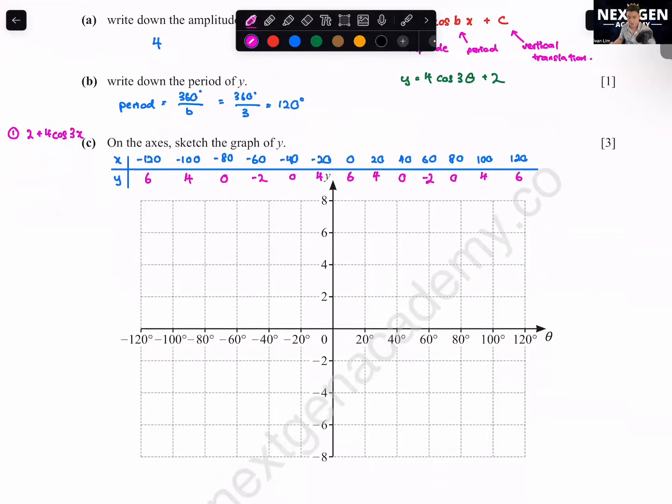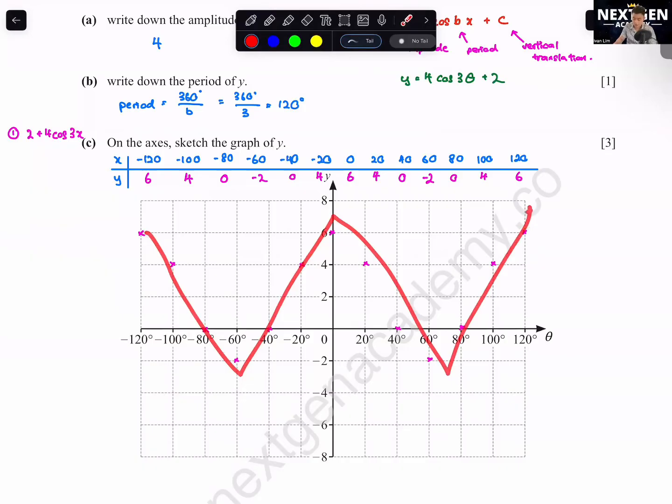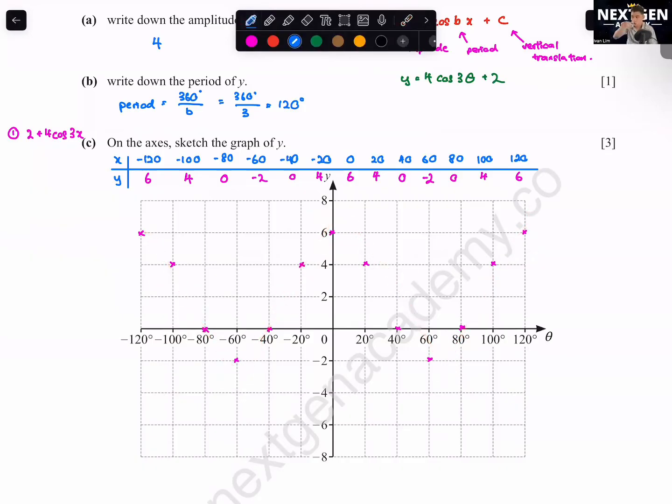Don't need to keep typing the entire equation over and over again. You waste a lot of time doing it, especially when there are so many values. Next, you plot the points on the graph: 6, 4, 0, negative 2, 0, 4, 6, 4, 0, negative 2, 0, 4, 6. Don't use a ruler, even though you might be able to. It's a cos graph, so we need to draw it like a wave like that.